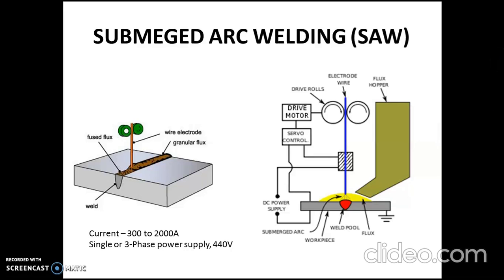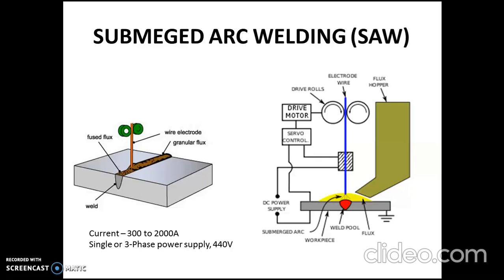Whatever flux is supplied through the flux hopper to the weld zone, not all of it is utilized. The unused flux is recovered using a recovery tube, treated, and returned back to the flux hopper, so it can be recycled. This is an advantage. The consumable electrode is generally a coil of bare wire with a diameter of 1.5 to 10 mm, and it is fed automatically through the tube, that is, the welding gun.